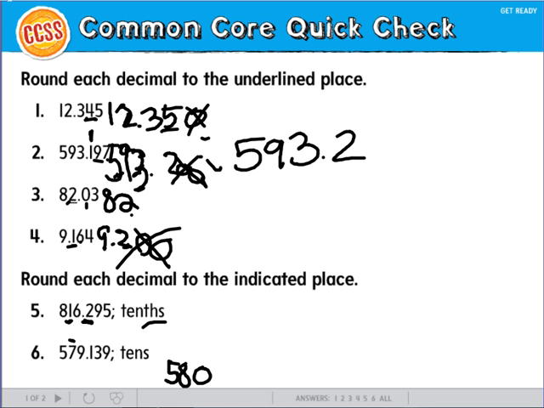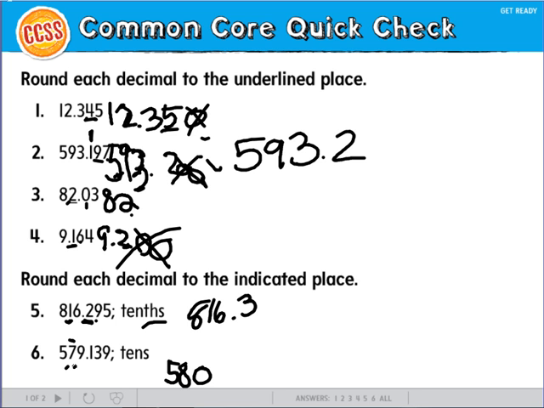All right. So we have 816 and 295 thousandths. So we're rounding to the tenths place, which is the 2. We look next to it, it's the 9. All right, so the 2 is going to go up. So it's going to be 816 and 3/10. Last one is the tens place. So we're rounding the 7 right there. We look next to the 7 in 579 and 139 thousandths. We look at the 9. The 7 has to go up. We have an answer of 580. That is perfect. Good job.